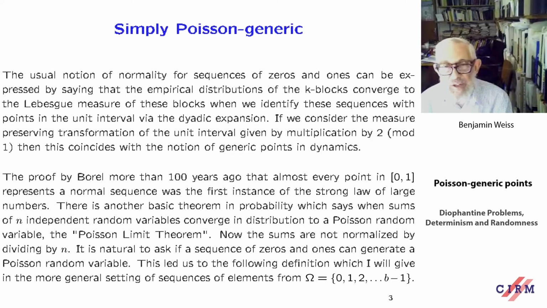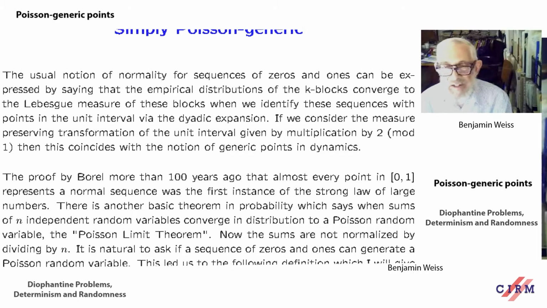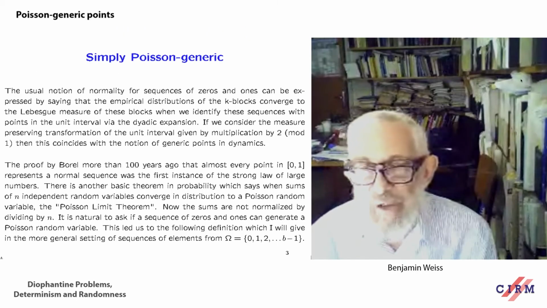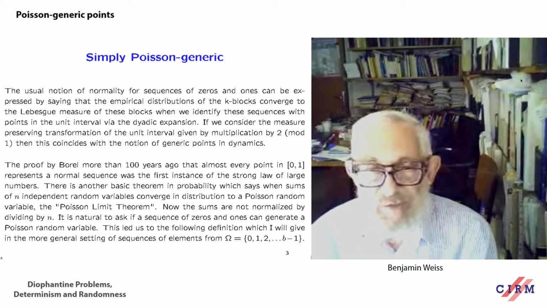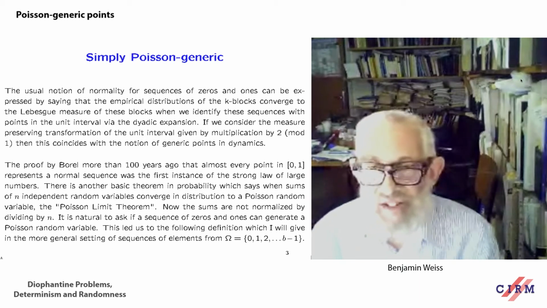Here, the sums of the independent variables are not normalized by dividing by n. So a natural question to ask is, when you see a sequence of zeros and ones, can you generate a Poisson random variable out of this? Perhaps this can be done in several ways, but we were led to the following definition. Since everything works just as well when you deal with b digits, we'll work with b digits.